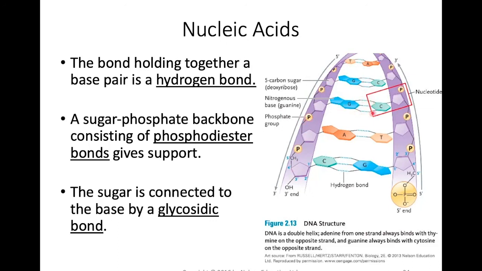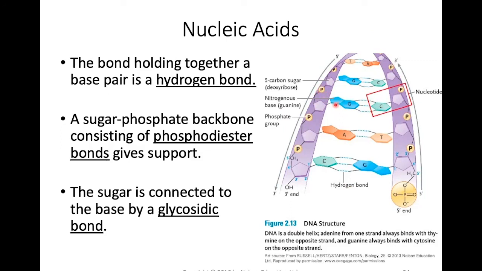So here's the hydrogen bonds right there, okay, holding each complementary molecule together. Remember, hydrogen bonds are relatively weak, which is great because we can then unzip the DNA molecule to then go through the process of transcription. The phosphodiester bonds are what are linking the phosphate group of one to the sugar of another.